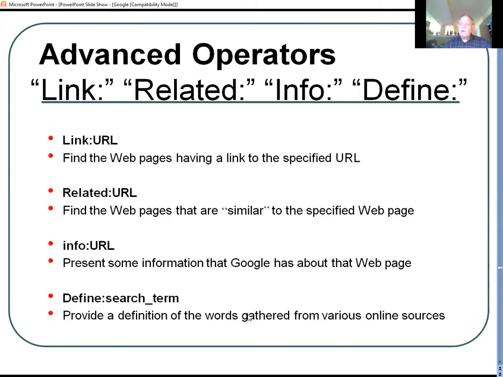Some additionals: link. If you want to find web pages having a link to the specified URL, you can put in a URL, put in a link, and it'll find all the web pages linked to it. Related will find web pages that are related to a specific URL. Info, you saw this with the Pally case that I did. It shows information that they have in reference to the website. And you can define a search term, and it will give you the definitions for it.